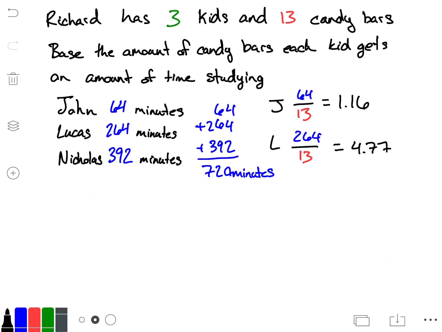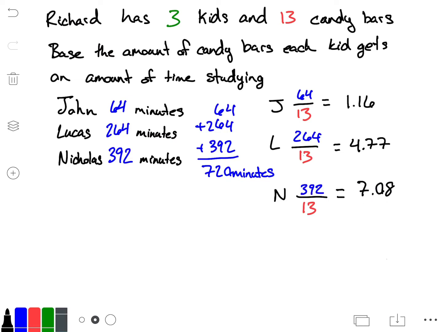Then we would just repeat this again for Nicholas. So Nick spent 392 minutes studying. And we would once again divide by our number of candy bars. And his total would be 7.08.